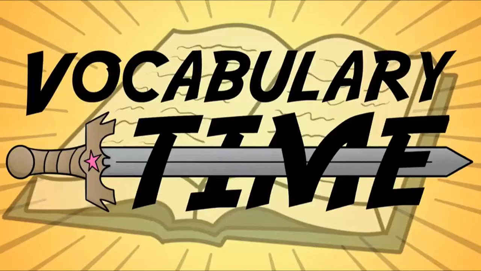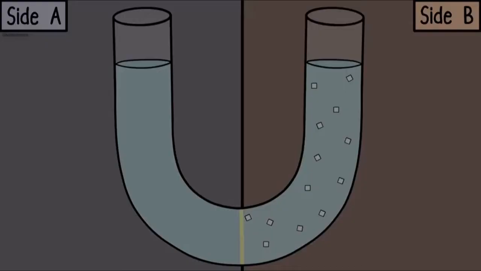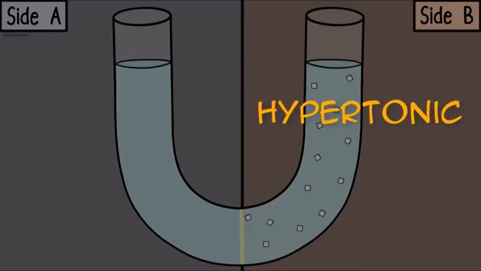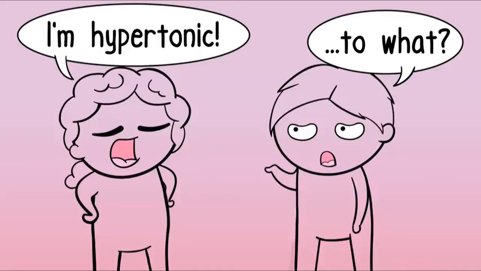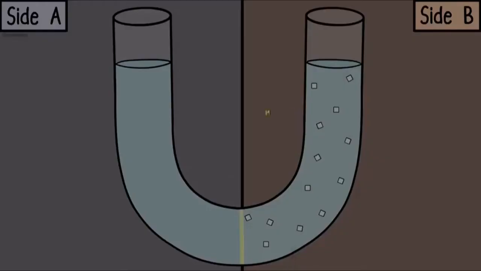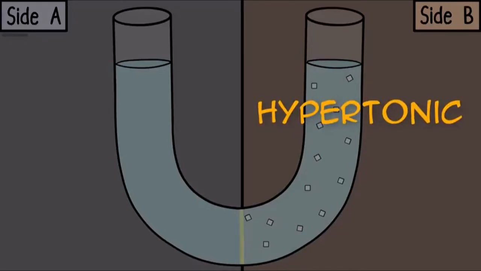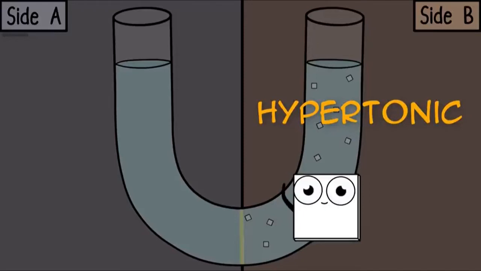Now here's some vocabulary to add in here. We call side B hypertonic. That means higher solute concentration. But we can't just say something is hypertonic without comparing it to something else. We say side B is hypertonic to side A because it has a higher solute concentration than side A.